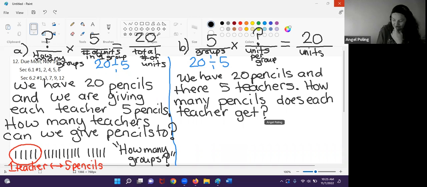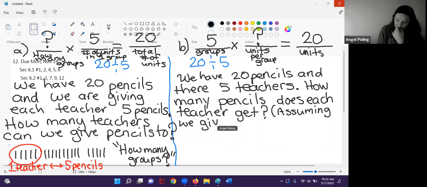And then all the brain stuff, assuming we give the same amount to each.